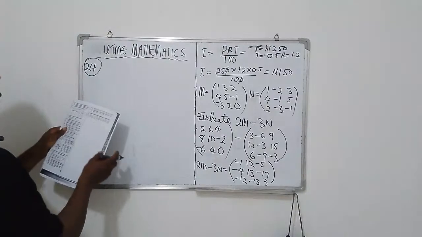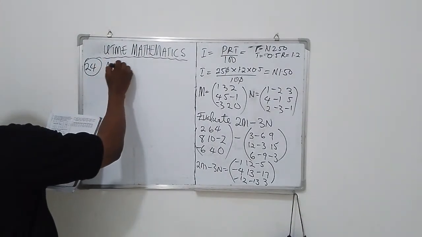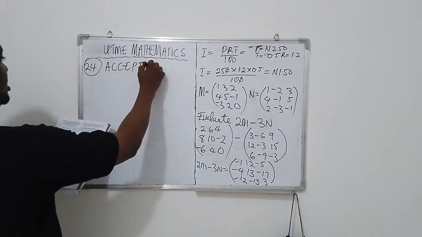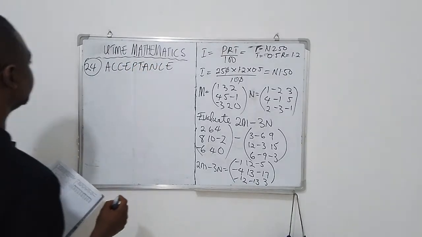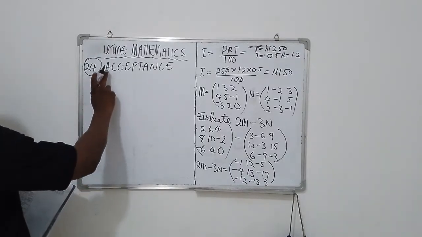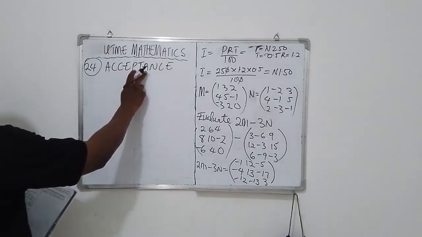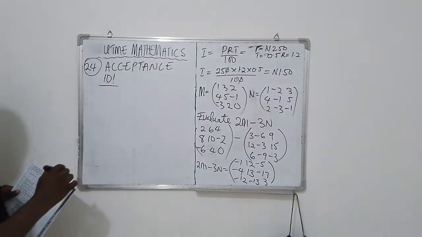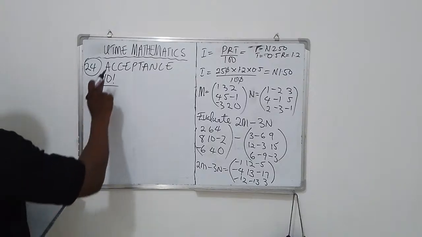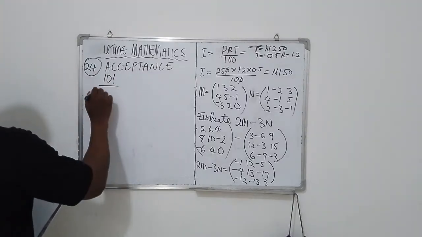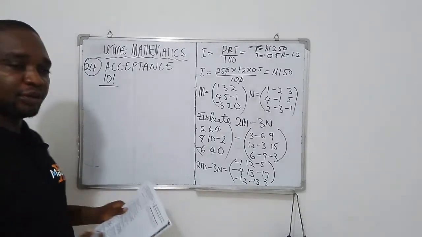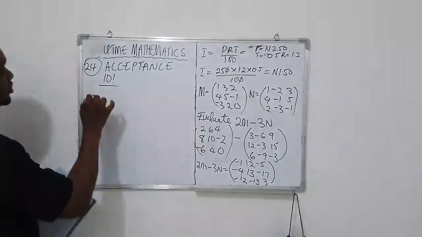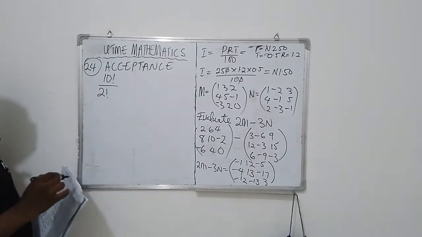Let's look at the word acceptance. The word acceptance is A, C, C, E, P, T, A, N, C, E. First of all, it is a 10-letter word, so that's 10 factorial over, look at the A, the A is occurring twice. There are two A's here, so this is a permutation involving repeated objects. So this will be 2 factorial.